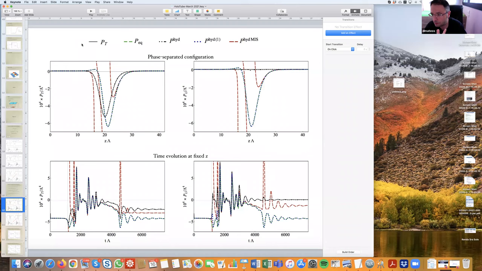And then you check whether that hydro prediction for the pressures agrees with the pressures in the original stress tensor that came from gravity. So that's the comparison between this curve and any of these curves. So we're not doing time evolution. We're simply checking point by point whether the gradient expansion is a good description of the stress tensor, whether the stress tensor can be written in a hydro form.